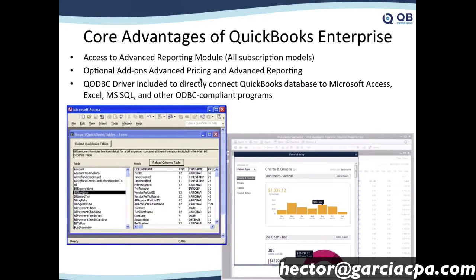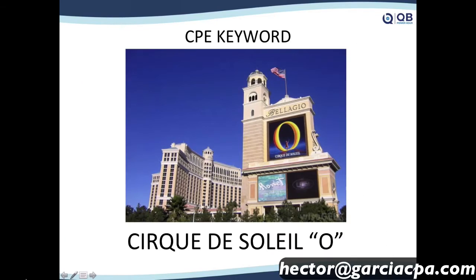Options to add on advanced pricing and advanced reporting. The last slides, we're going to talk about those. And if we have time, we'll do a little bit of that, but also doing some research. Advanced pricing and advanced inventory are optional add-ons. Advanced reporting is included with all subscription models. And you can also connect your SQL database, your Microsoft database, even Excel, and pull the data using something called ODBC compliant. And if I talk about ODBC compliance, I'll put half of the people to sleep. So basically, there's a driver that can take QuickBooks data and transfer it to other databases.